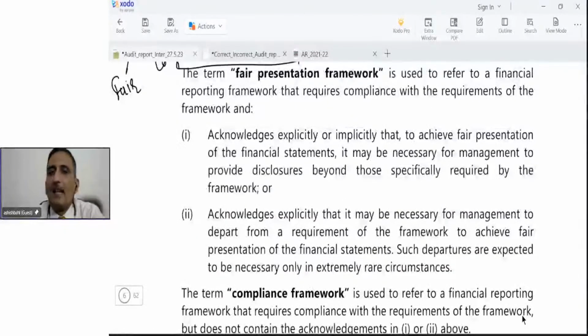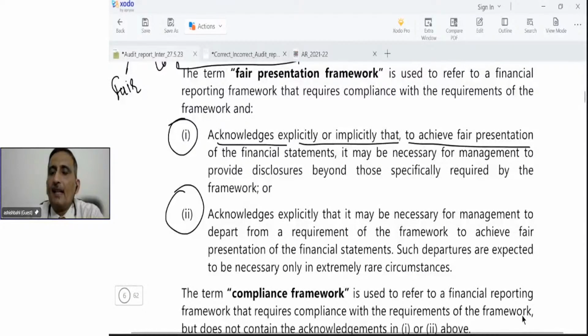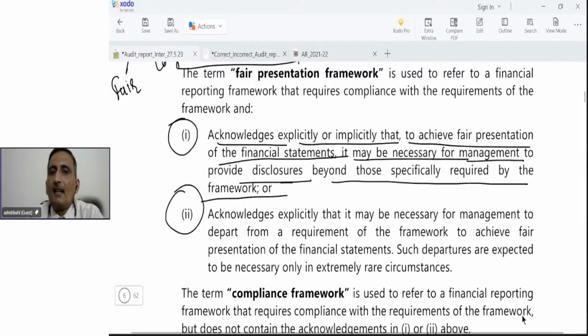Fair representation framework, it meets either of these two conditions. Number one, it acknowledges explicitly or implicitly that to achieve fair representation of financial statements, it may be necessary for management to provide disclosures beyond those required by the framework. कि जो फ्रेमवर्क में जो लॉ में डिस्क्लोजर्स रिक्वायर्ड हैं उससे ज्यादा भी मैनेजमेंट दे सकती है.